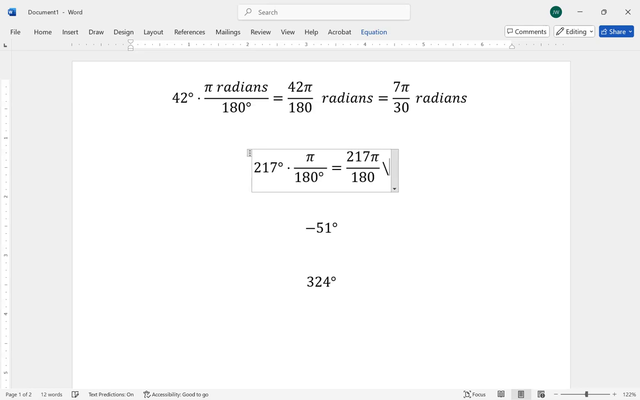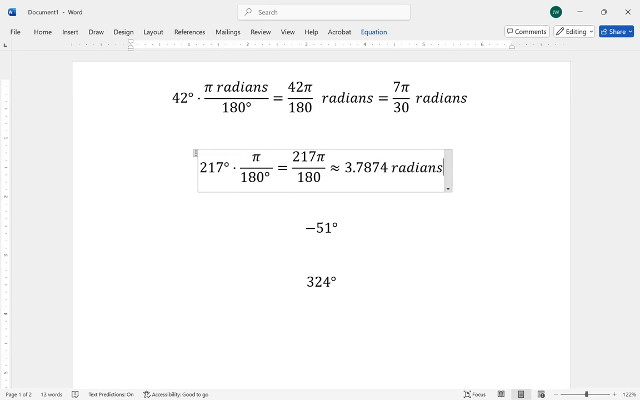as a fraction, but if I wanted to, I can get an approximate decimal of about 3.7874 if I round it to 4 decimal places, radians. Okay. So whichever way, if you want the exact answer, it's 217 pi over 180. If you want an approximate answer, it's about 3.7874. And that's rounded to 4 decimal places. Obviously, if you rounded to 2 decimal places, we'd be at 3.79.